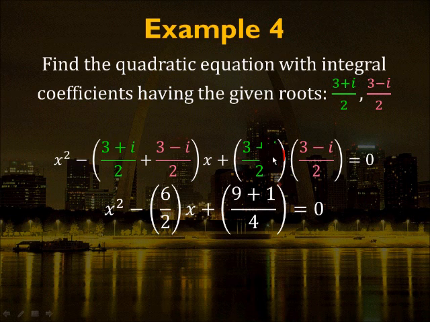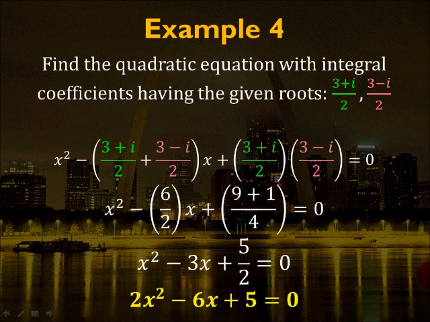And again, you multiply the tops together. We just did that in example 3. This becomes 9 plus 1. You multiply the denominators to get 4. So you simplify this some more. You get x squared minus 3x plus 10 over 4, or 5 halves, equals 0. We want integral coefficients, so you have to multiply the entire equation by the 2 here in the denominator, and your final answer should be 2x squared minus 6x plus 5 equals 0.